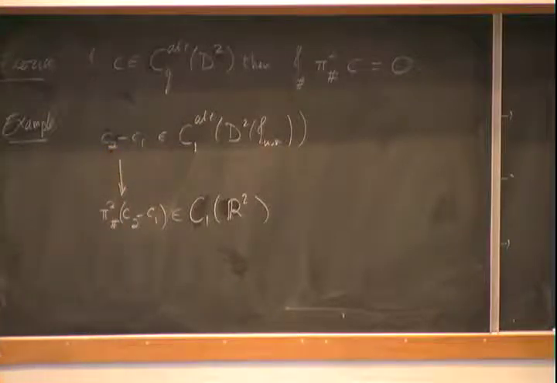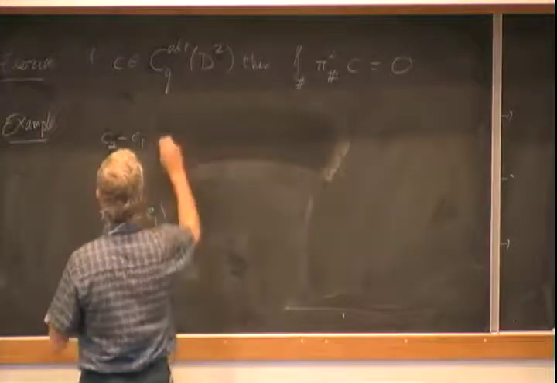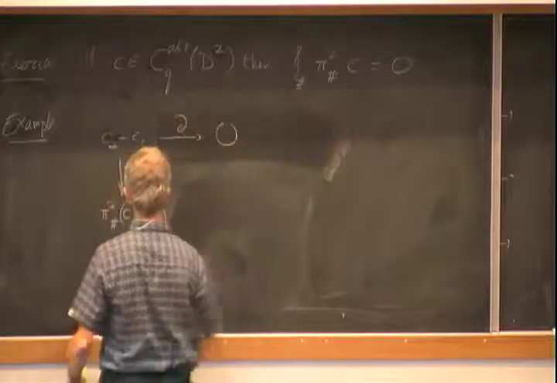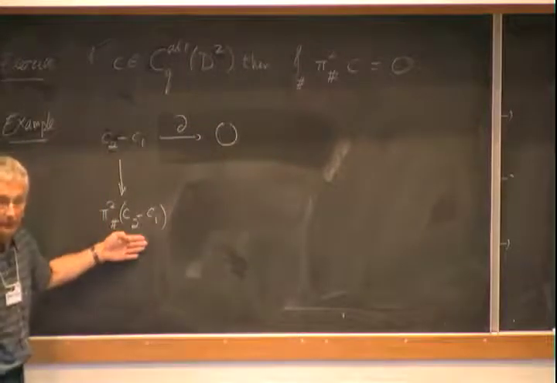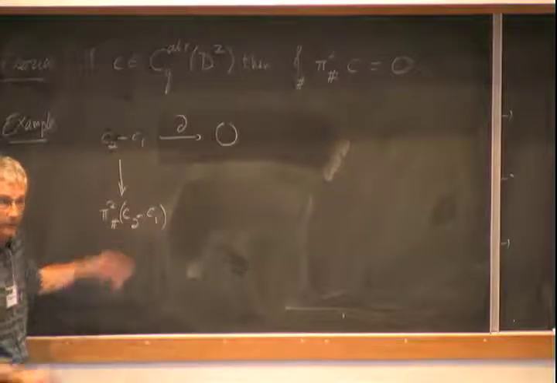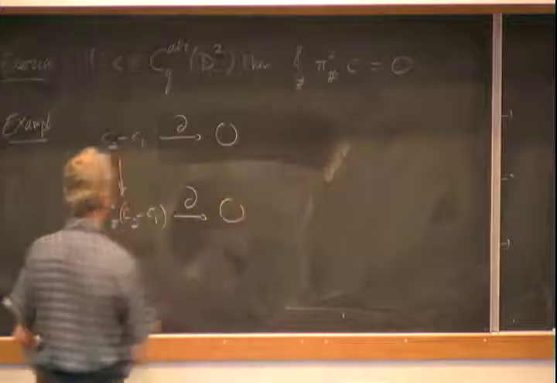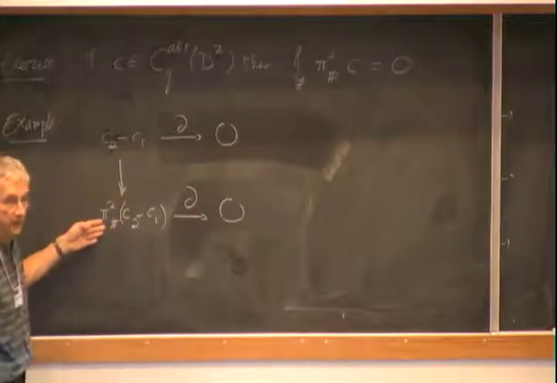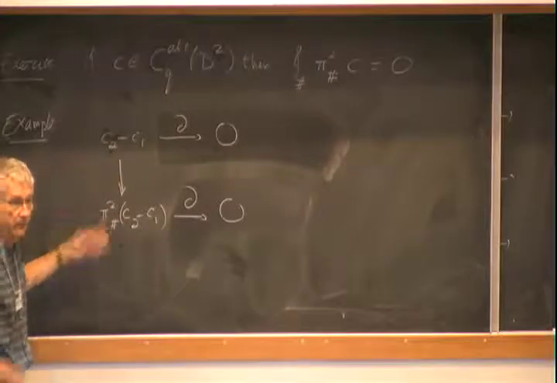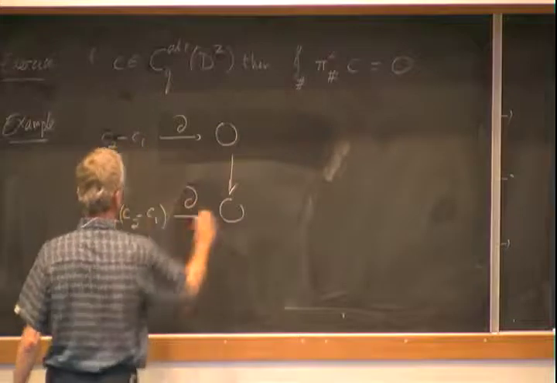So actually, let me rub out a little bit. Let me just write C2 minus C1 under delta goes to 0. And of course, it follows that therefore under delta, this also goes to 0. Because delta composed with pi 2 lower sharp is the same as pi 2 lower sharp composed with delta. If I go that way, it's the same as going that way.